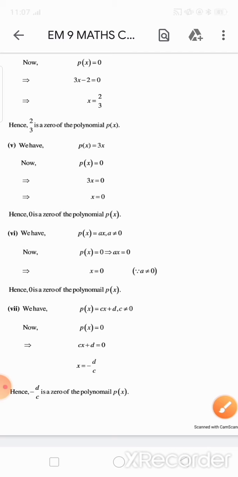So the exercise sums are complete. All students, you have to note down and practice the example and exercise sums and write them in your fair book. And in the next video we will study about the remainder theorem.